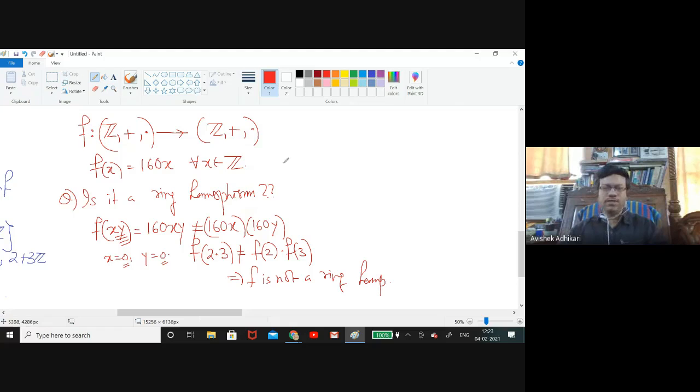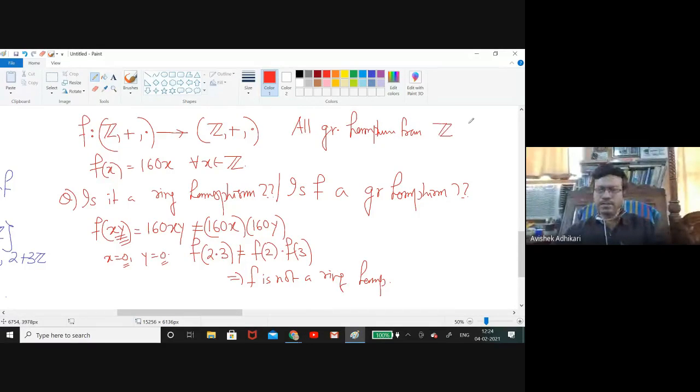But if I ask you this question, is f a group homomorphism? Yes, so it's a group homomorphism. So you know all group homomorphisms from Z to Z, how they look like. That's very important. Group homomorphisms from Z to Z, how do they look like? Any idea?